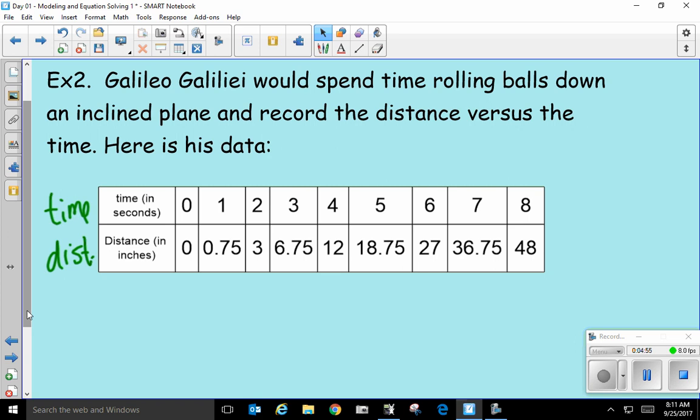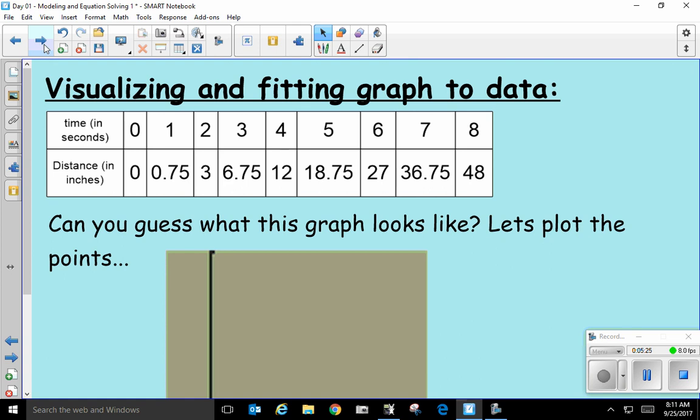He rolled the balls down the inclined plane, and he figured out after 1 second it was 0.75 inches away from the beginning point. For 2 seconds, it was 3 inches away, and so forth. After 8 seconds, it was 48 inches away from the starting point. It's nice to have a table of values, because from a table of values, we can find a graph, but the graph is based on an equation, right?